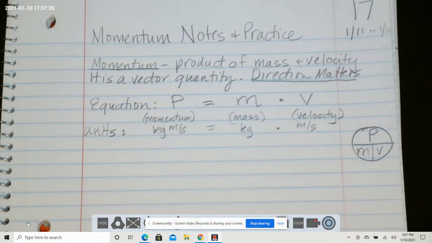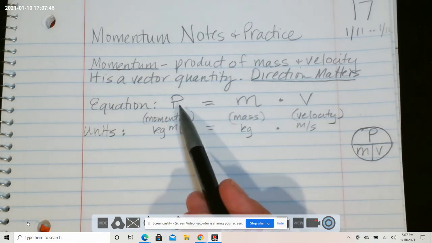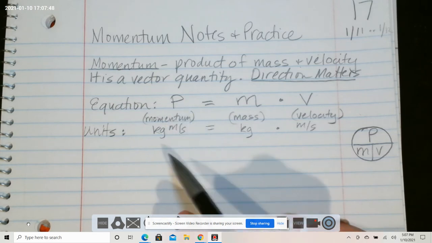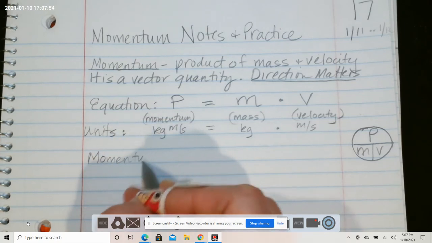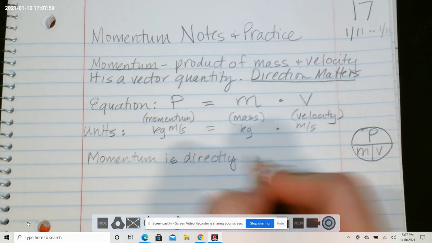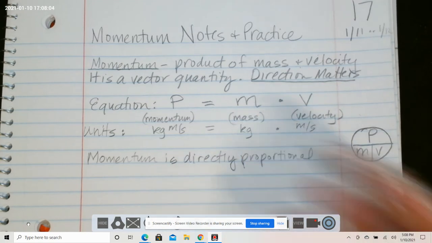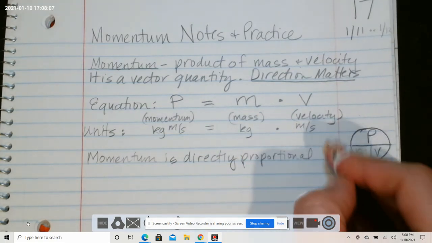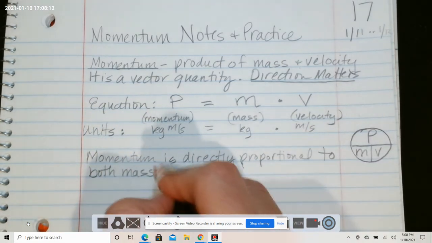So we've done and talked about proportionality in the force equation. So same thing goes with momentum, because notice you have two variables being multiplied to equal another variable. That means you're going to have things that are directly proportional. Okay, so let's talk about that. Momentum is directly proportional to both mass and velocity.